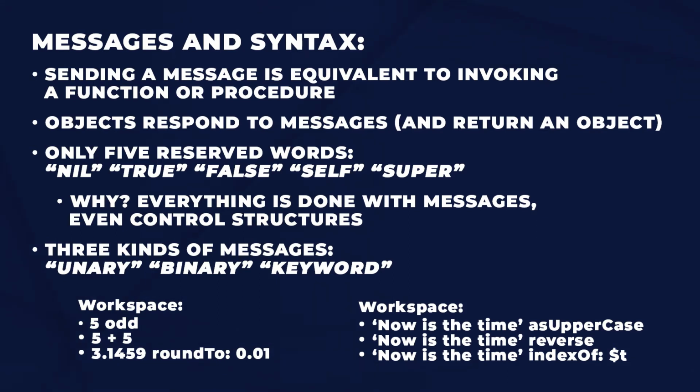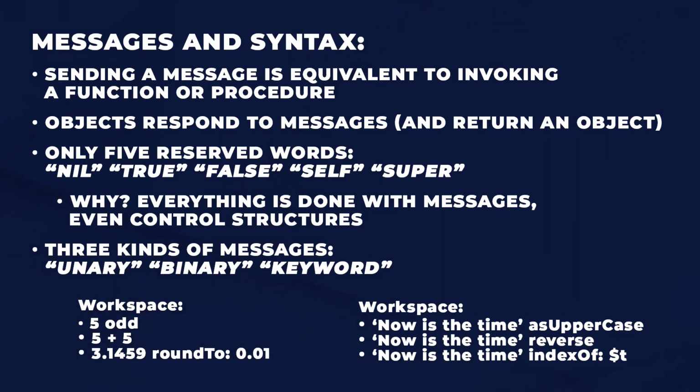3 kinds of messages: unary, binary, and keyword. And let's take a look right here, and we'll go later and we'll put this in a workspace. Here's an integer object. You can type in 5 odd, and that's a unary message. And if you highlight this and do it, it will say true. This is a binary, and binary messages are 1 or 2 characters, and largely it's almost a syntactic sugar to be able to do math comfortably.